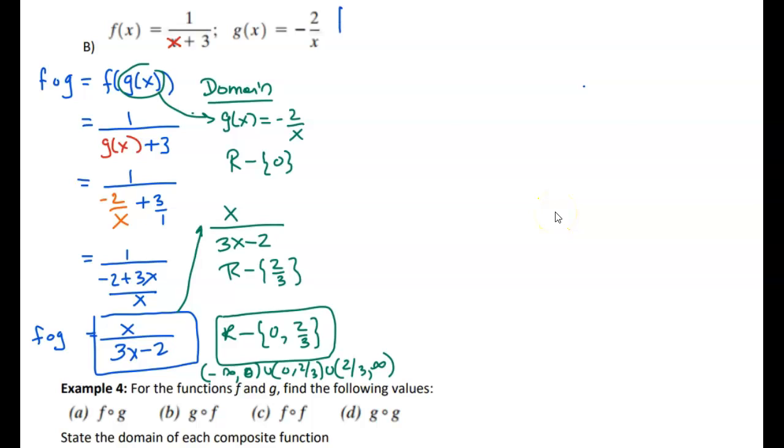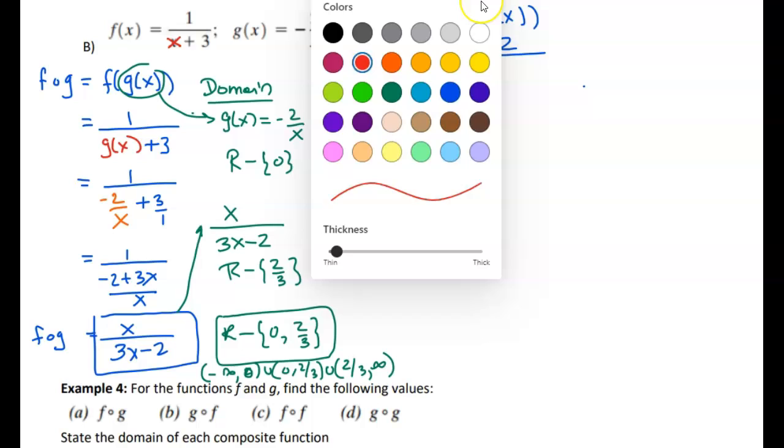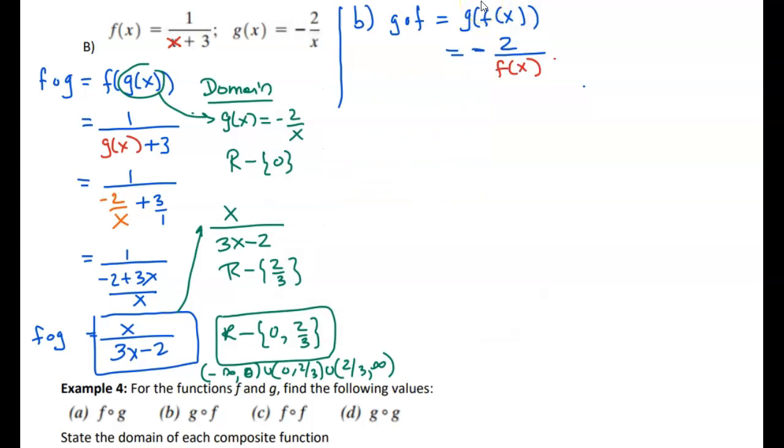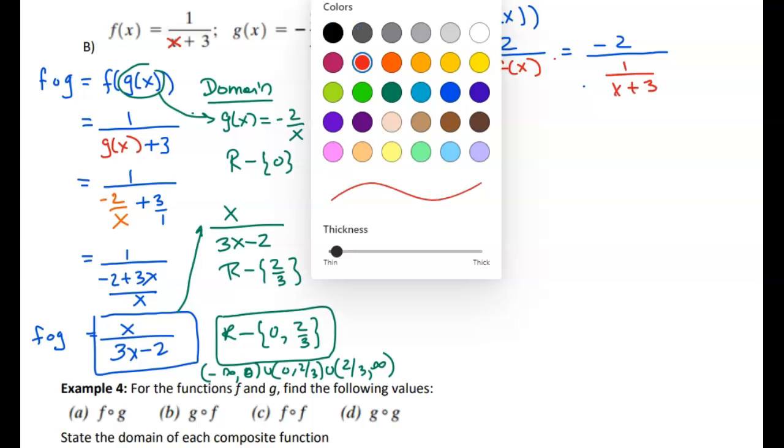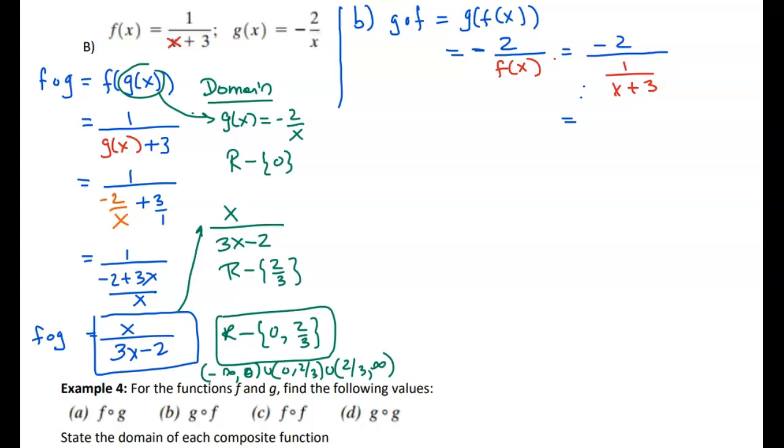All right, let's look at part B. G of f, so g of f of x. Okay, so you start with g function is negative 2 over x, but the x gets replaced by f of x. So this gives me negative 2 over whatever f of x is, 1 over x plus 3. And we simplify. Okay, so this is going to be negative 2 times x plus 3, or negative 2x minus 6. Okay, so this is the result of the composition.